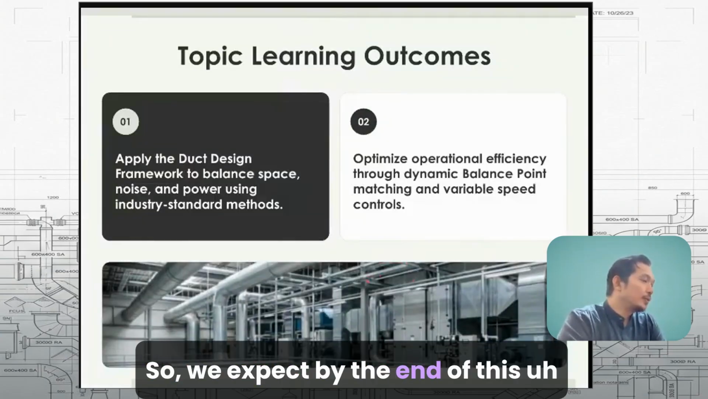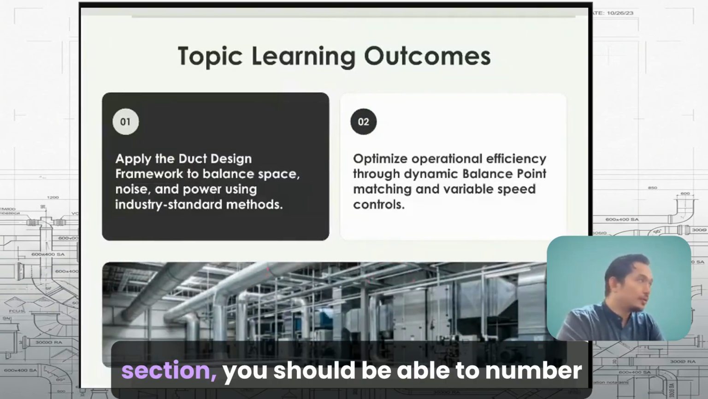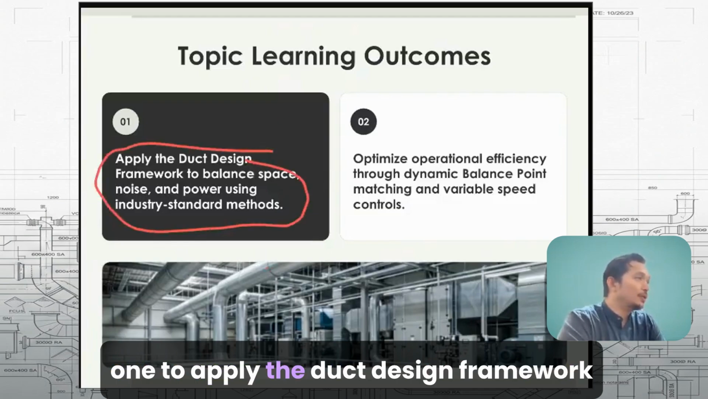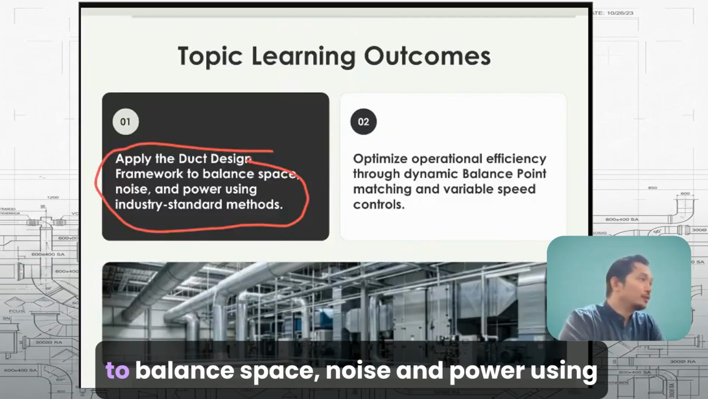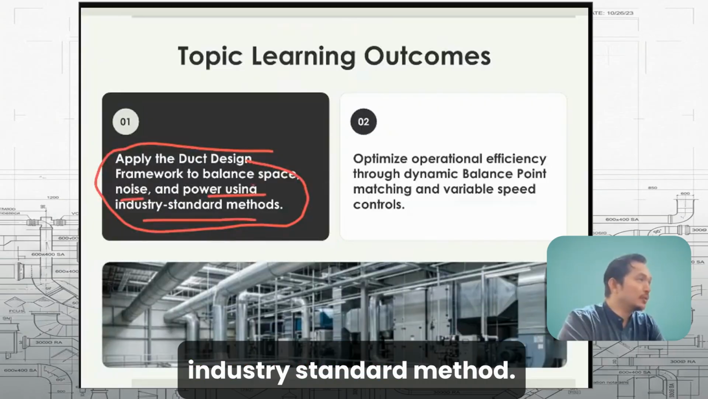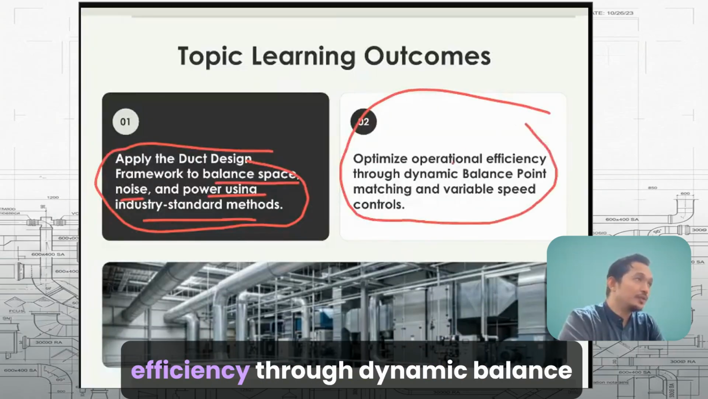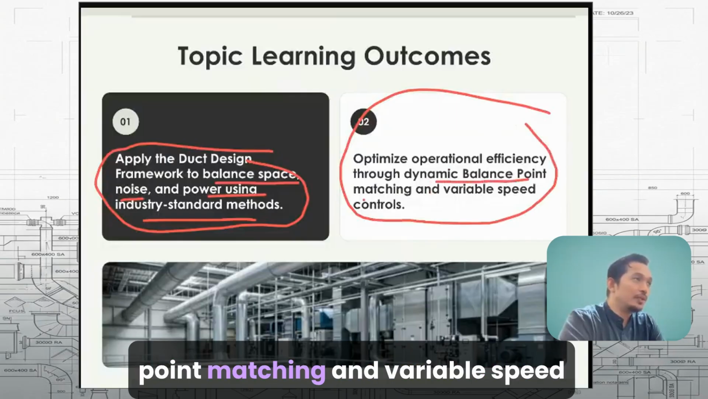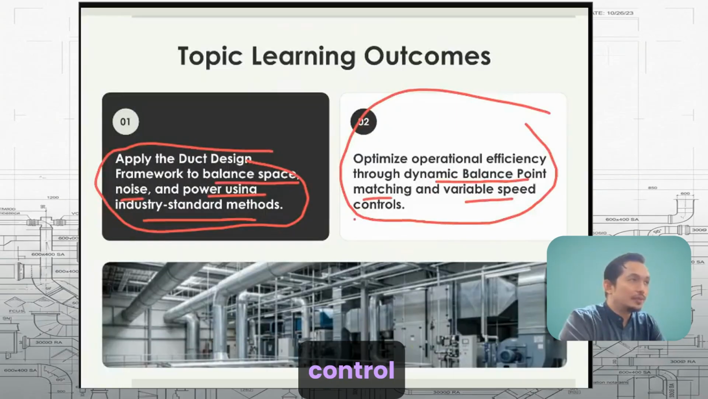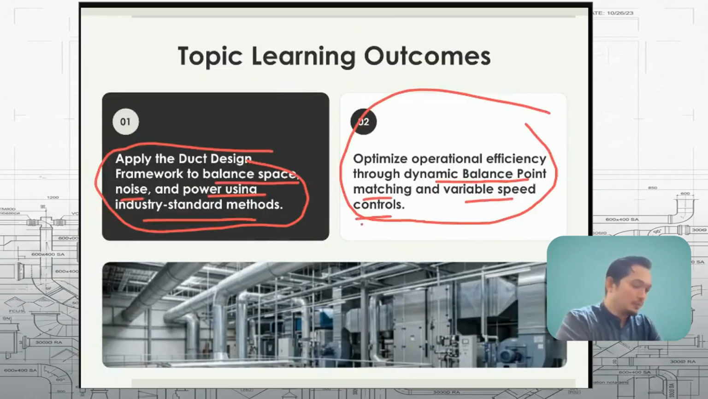So we expect by the end of this section, you should be able to, number one, apply the duct design framework to balance space, noise, and power using industry standard method. Then you can optimize the operational efficiency through dynamic balance point matching and variable speed control.